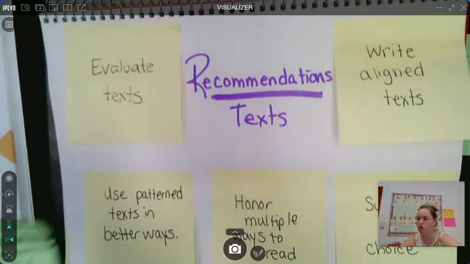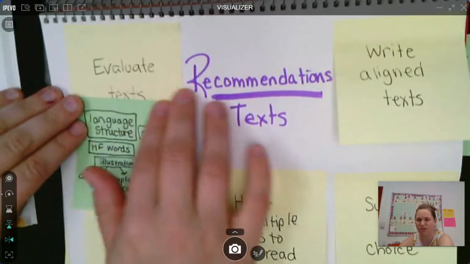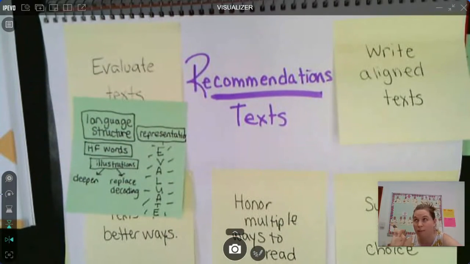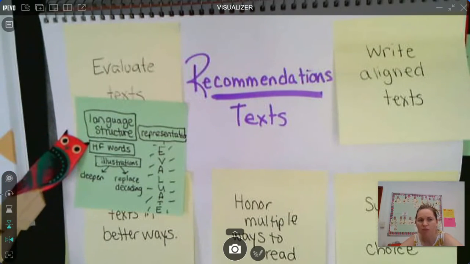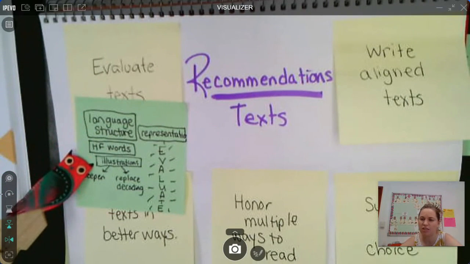And so it's just making sure that we're evaluating. You guys do this all the time when you're in the book club, in the back book room, picking out books, deciding. I know you guys don't just grab any book. So making sure we're evaluating for language structure, making sure it sounds like how we talk, high frequency words, the illustrations.